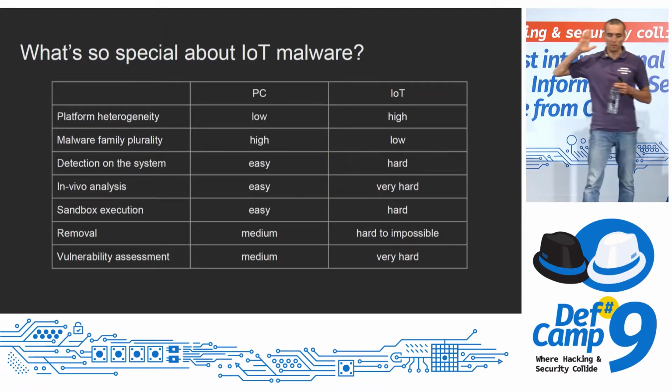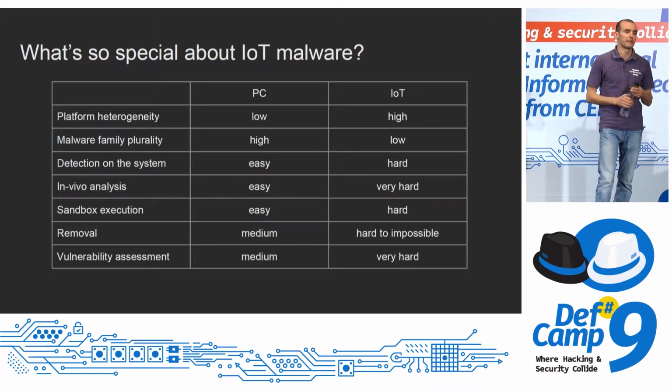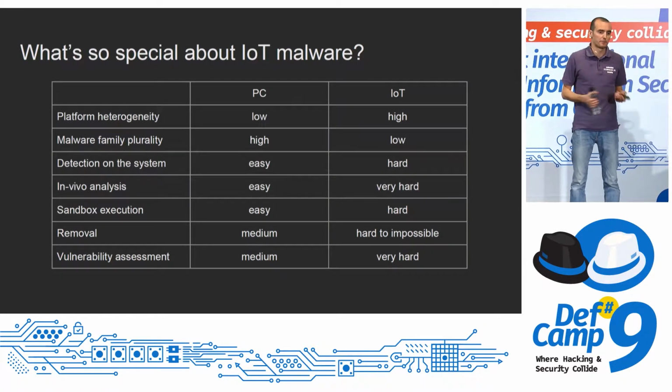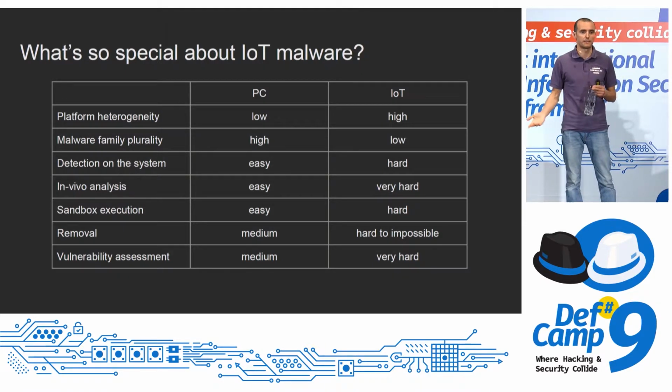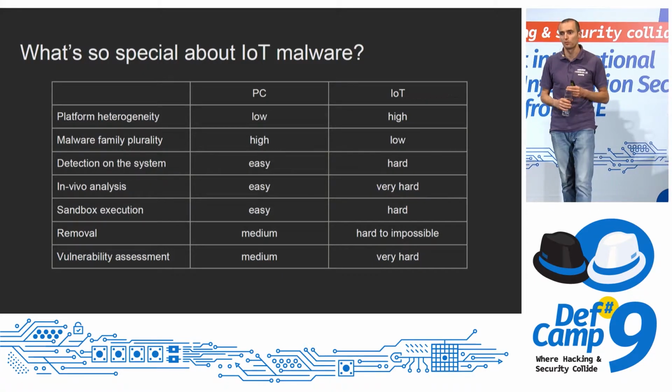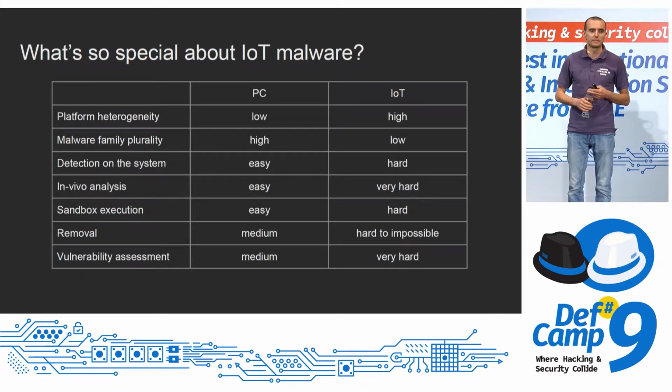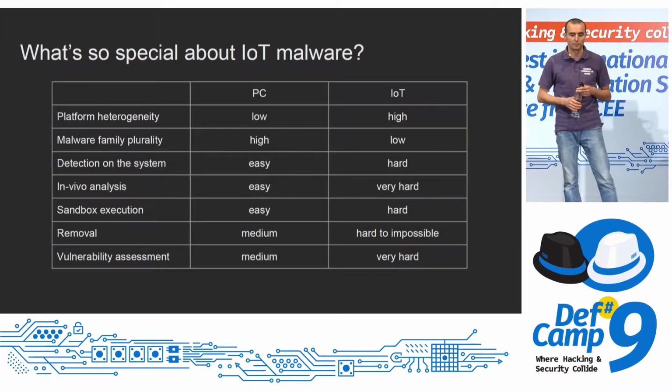So if we talk about the PC, the platform heterogeneity in the PC world or traditional computing is basically low: x86, x86-64 bits. Once you learn that assembly or reversing and build a bunch of tools for that, then it's pretty easy and straightforward to do the analysis.